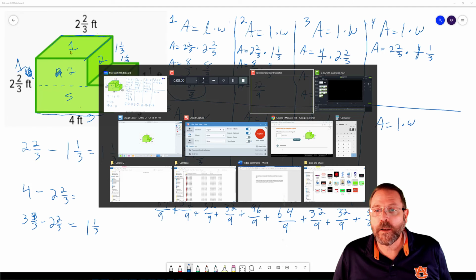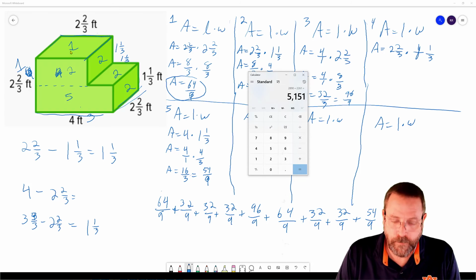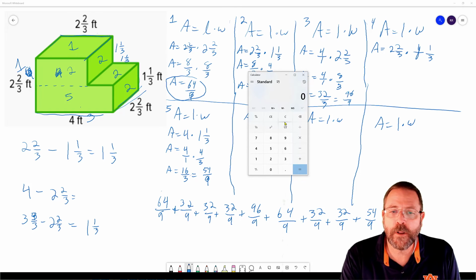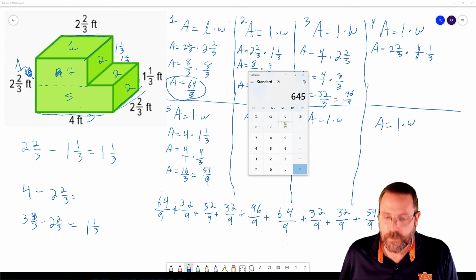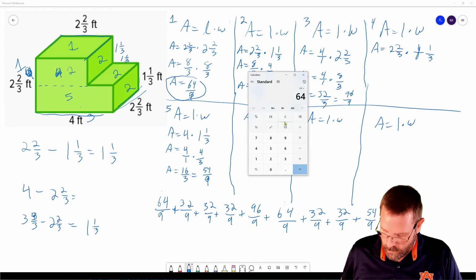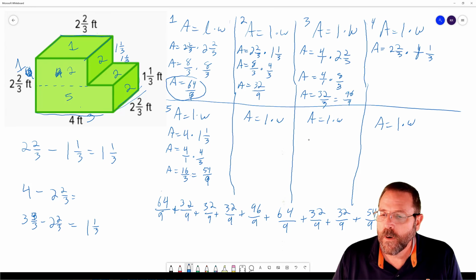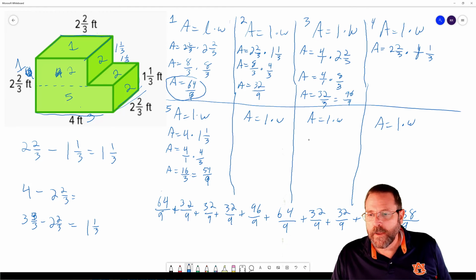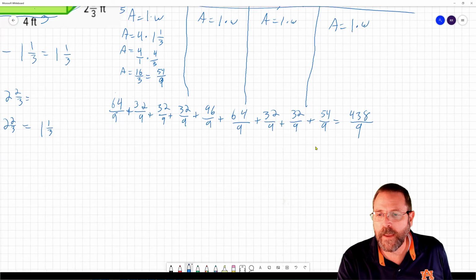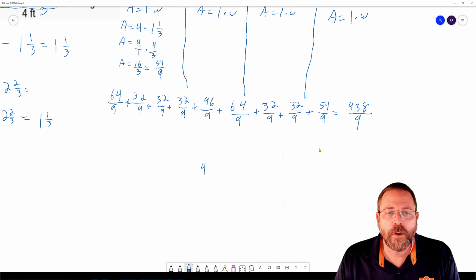Now I'm going to grab a calculator and add those up really carefully. We'll clear everything out so we have a clean start. I have 64, plus 32, plus 32, plus 32, plus 96, plus 64, plus 32, plus 32, plus 54. Fingers crossed we did our math right. We got 438 divided by 9. And now, last thing we have to do is put that into mixed number form.